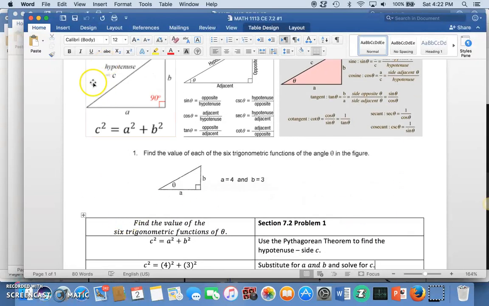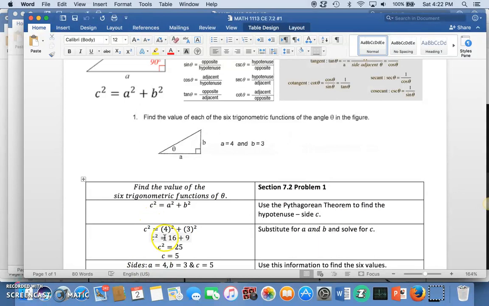You're going to use the Pythagorean theorem. Plug in. C squared is equal to 4 squared plus 3 squared. 16 plus 9 is 25. If C squared is 25, C is 5. You don't have to worry about the plus and the minus because there's no such thing as a negative side to a triangle. So now you've got all the values for A, B, and C, and you're ready to look for your 6 trig function values.